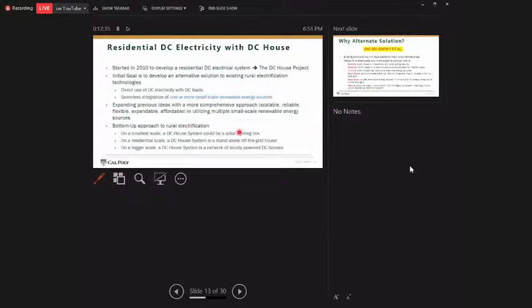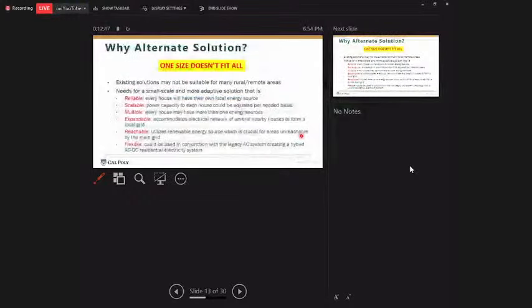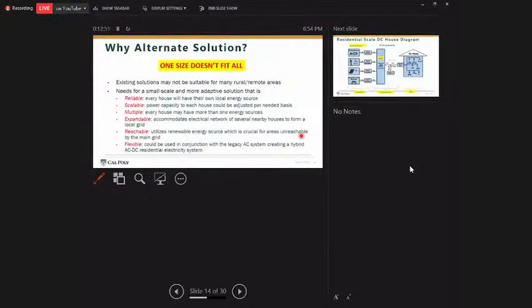On a small scale, it could be a solar lighting box, as simple as a solar lighting box. On a residential scale, it could be a standalone off-the-grid house, and then on a bigger scale, it could be a network of DC houses. And when it comes to the alternate solution for rural electrification, my philosophy is that one size doesn't fit all. For some regions, yes, micro hydro might fit in very well, but for some others who do not have big rivers, they only have small water streams, then maybe we need alternative technology such as DC house to help them tap those small energy sources.